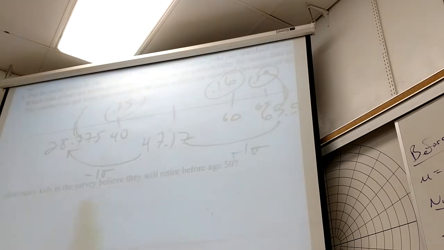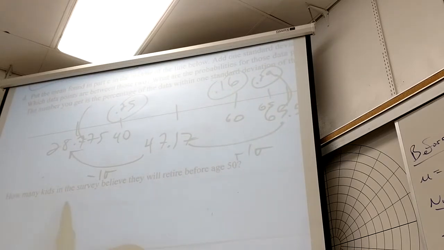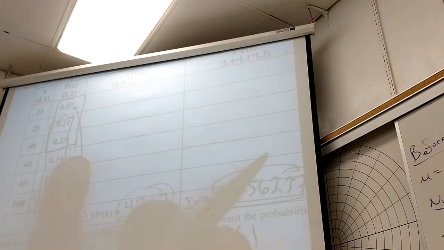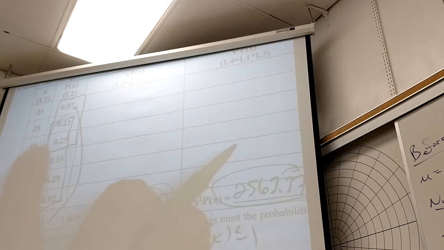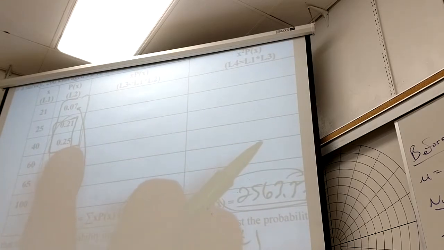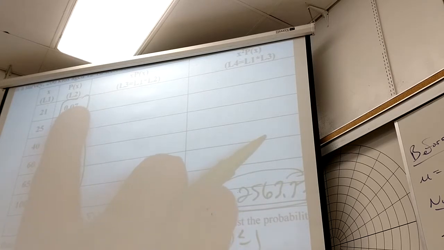And then finally, how many total kids are there in the survey? 200 kids. Told you at the very beginning. And what percentage think they'll retire before age 50? Before age 50 it was 40 or 25 or 21. Or means add. So just do 40, 25, 46, 53.